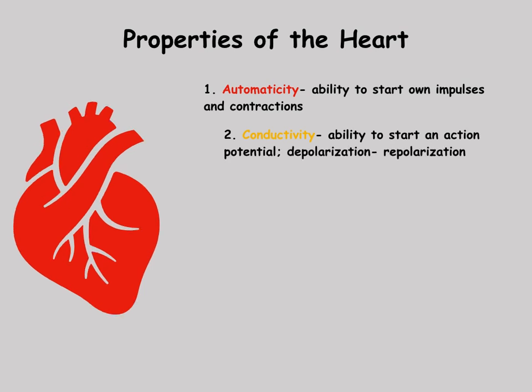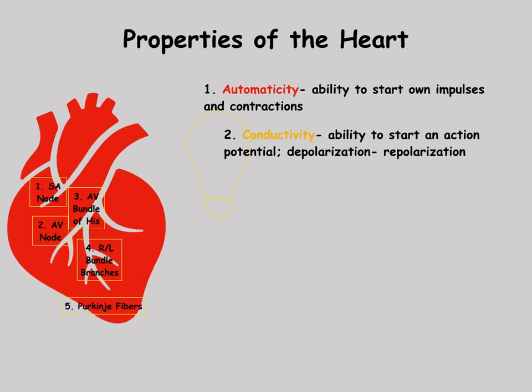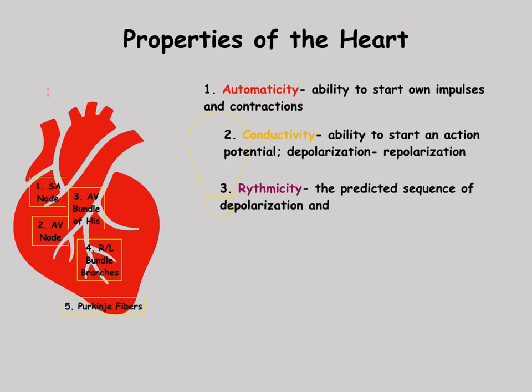conductivity, the ability to begin and sustain an action potential in an orderly fashion, such as with depolarization, leading to the heart's contraction. The impulse begins at the SA node, which is considered the pacemaker of the heart, then to the AV node, next to the bundle of His, then to the left and right bundle branches, then to the Purkinje fibers, and finally to the ventricles. It then repolarizes, or rests, before the next depolarization, or contraction.